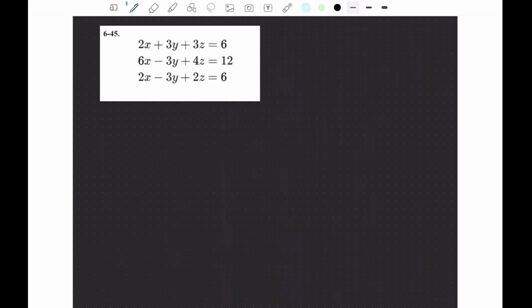So I'll give you guys a minute to write down this little system, right? And it's a system because it's 2 or more equations. And this one is in 3 variables.